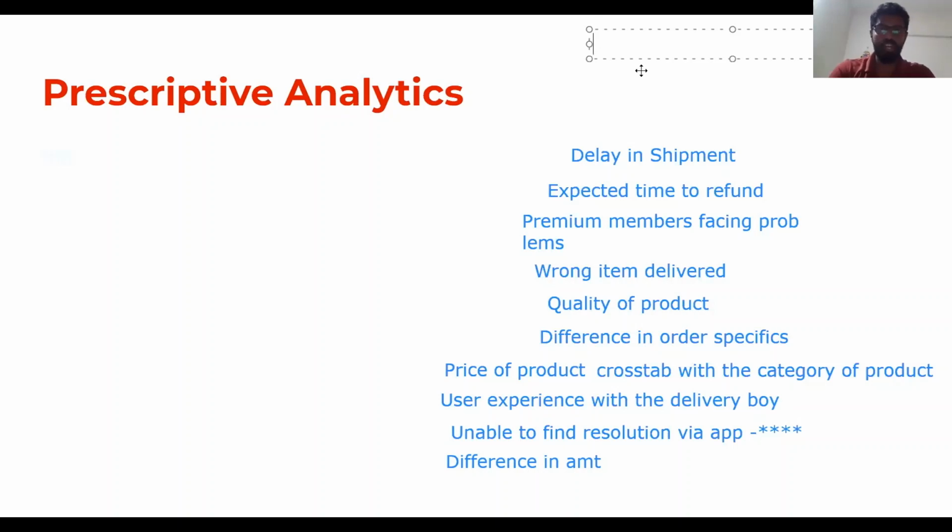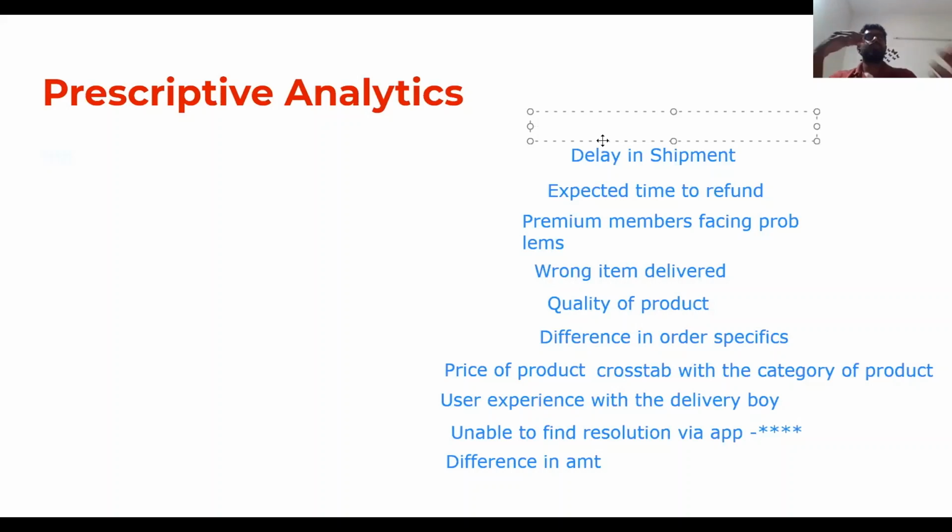Yeah, see, that's the whole idea. The whole point with these case studies is for you to not only put in your point of view, but also to ask the interviewers, okay, what additional data sets do you have? Because Swamijit mentioned the inability to find a resolution via the app, it would be a plus point if you can ask, is this data available with you guys?